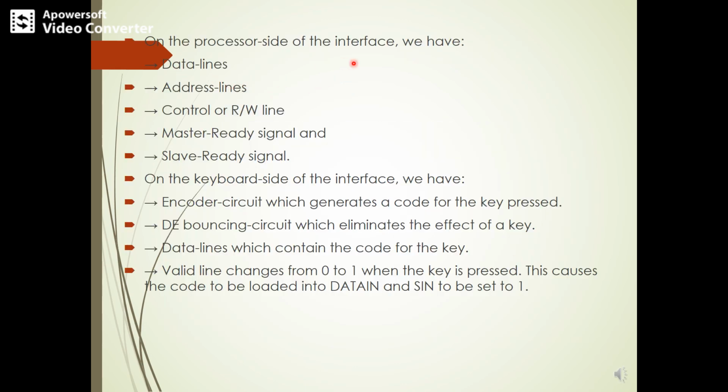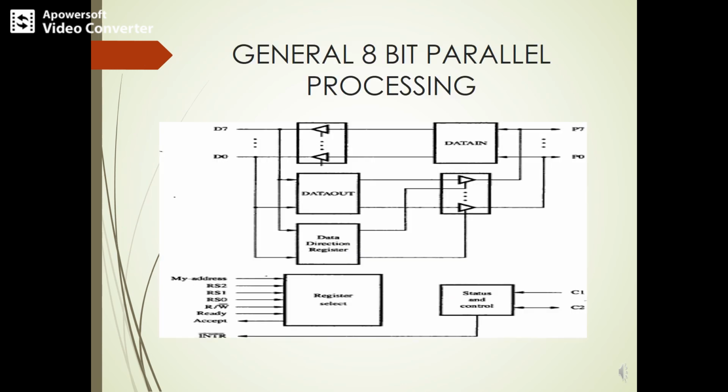On the processor side of the interface, we have data lines, address lines, control lines, master ready signal, and slave ready signal. On the keyboard side, we have the encoder circuit, debouncing circuit, as well as data lines. And also we have the valid line, which changes from 0 to 1 when the key is pressed. This causes the code to be loaded into data in, and SIN will be set to 1.